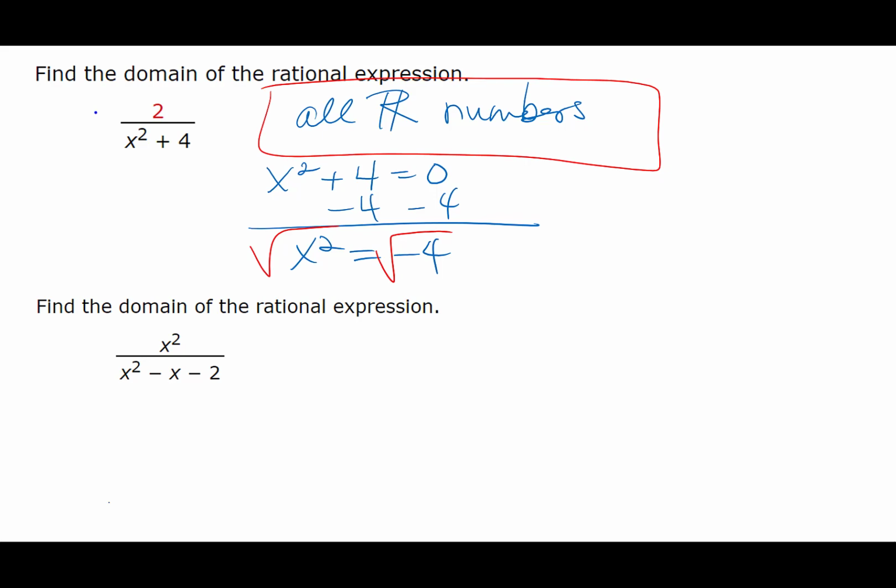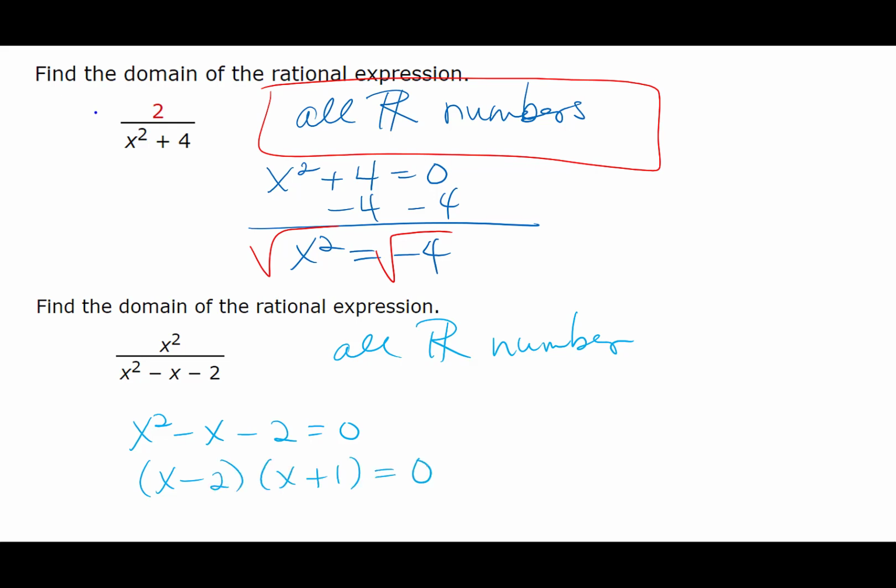Okay, take a look at the second one. We'll do the same thing. We will assume that the answer is all real numbers, and then look for values that could make the denominator equal 0. x squared minus x minus 2 equals 0. This can be factored to x minus 2 times x plus 1 equals 0.